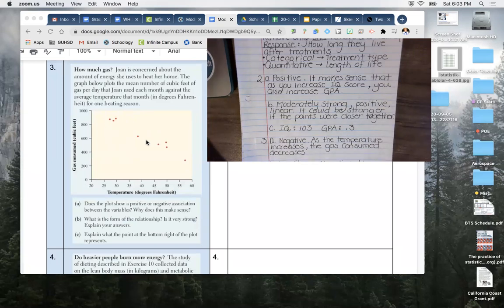So this one is a graph with temperature versus the gas consumed in cubic feet for heating her home. So she's talking about heating her home. Immediately I'm thinking, well, that means as I increase the temperature of the month, as I increase the temperature in Fahrenheit that month, then I'm going to be decreasing the gas consumption, which completely makes sense. So when I have a negative association, it means that as I increase this one, the other decreases. So as I increase the temperature of the day, my gas consumption goes down.